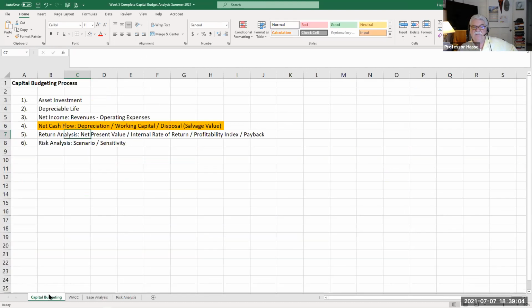Remember, capital budgeting is a series of 6 steps. How much are we going to invest today? What's its depreciable life? What are the revenue and expenses we plan on estimating generated off that investment? What is the return going to be in dollars, NPV, percent, internal rate of return, ratio, profitability index, and years, payback? What's the return in dollars, percent, ratio, years?